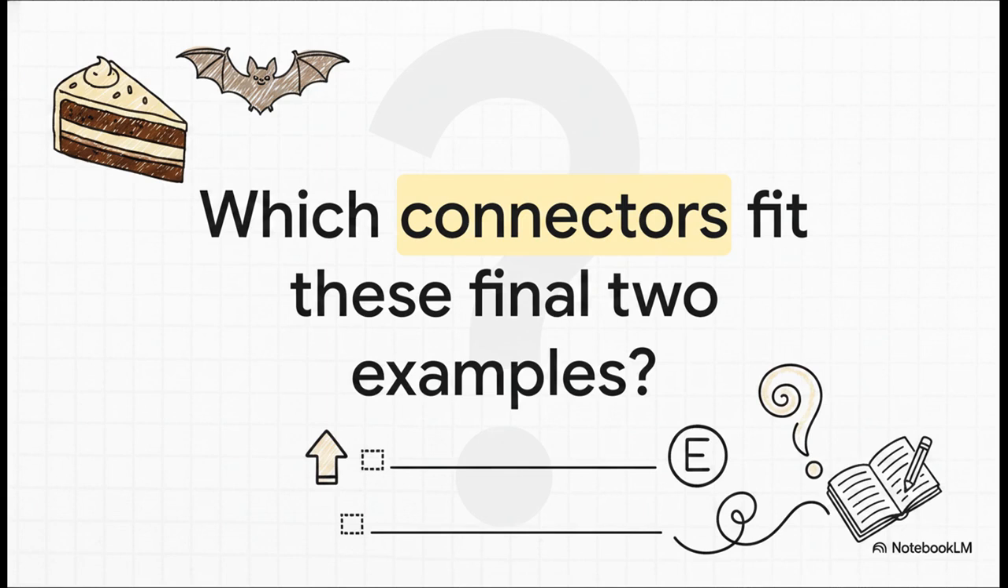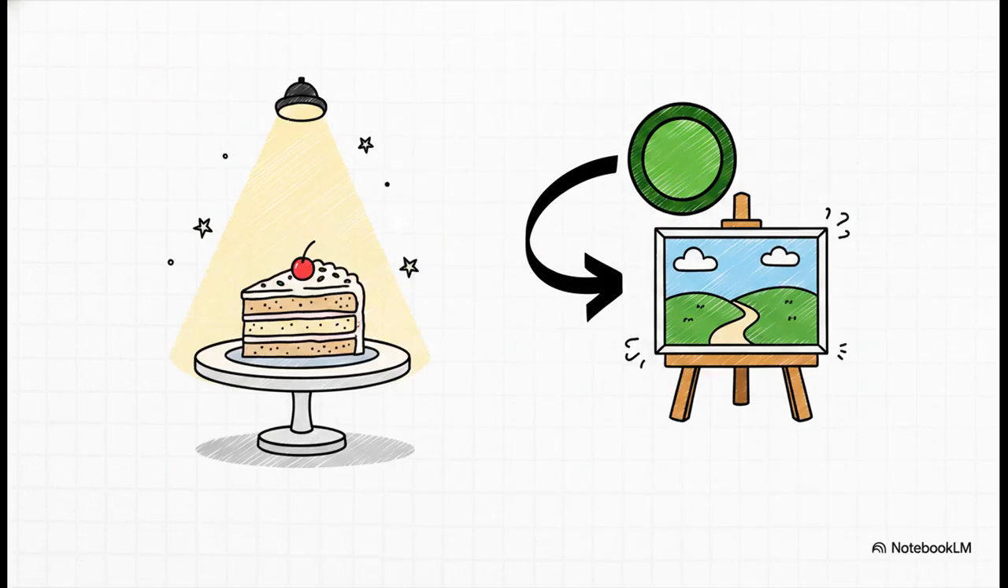Let's look at the final 2. Question 4. I enjoy desserts, blank, chocolate cake. Question 5. Some animals are nocturnal, blank, bats are active at night. Think about how we emphasize a specific point, and then how we introduce a fresh example sentence. Spot on. For number 4, to give chocolate cake the spotlight, we use especially or particularly. And for number 5, to kick off a brand new sentence with an illustration, we use for example or for instance. Both are perfectly interchangeable here.